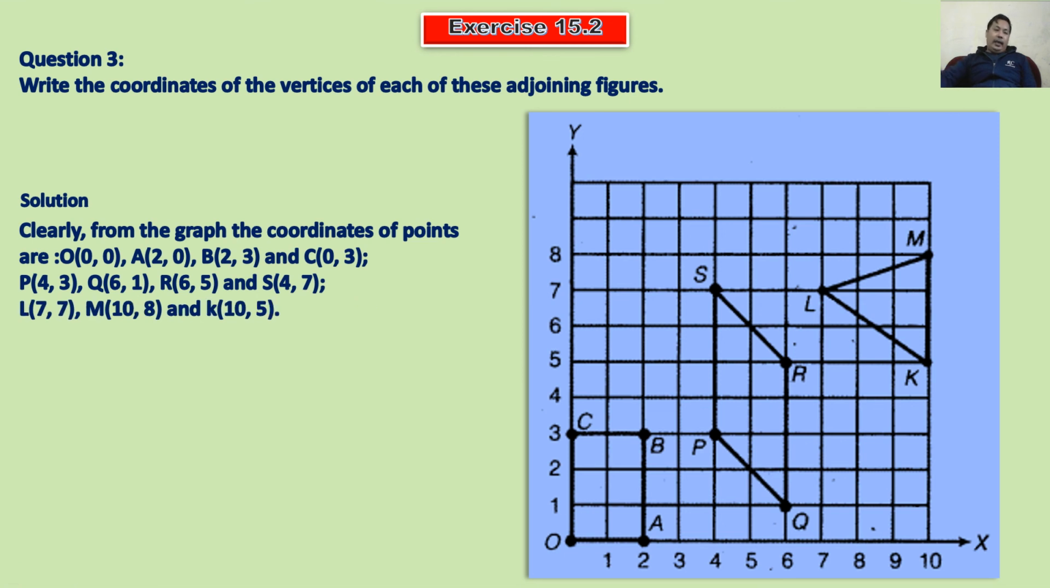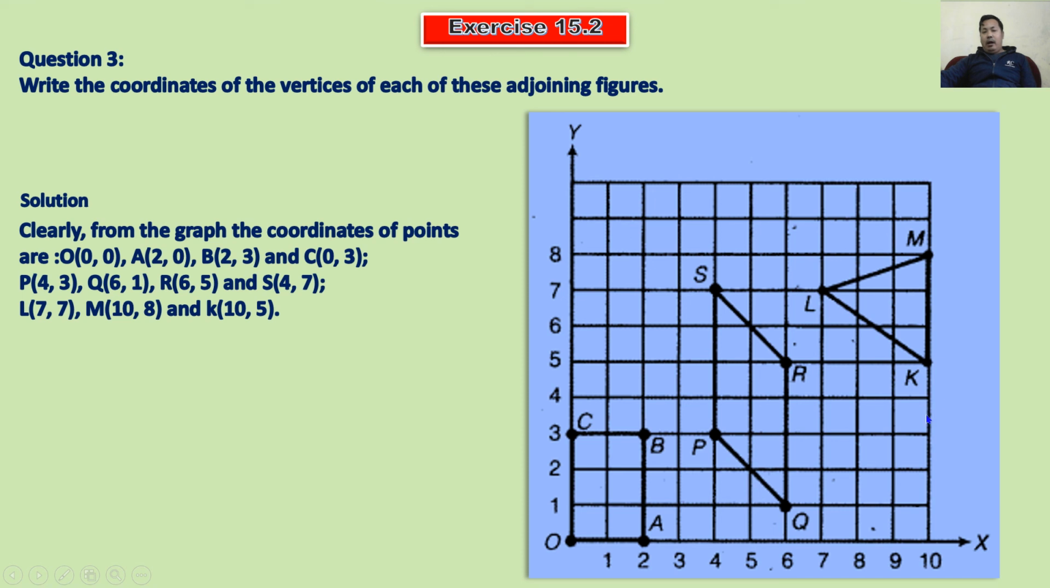Now in L, you can see that L, go to the x-axis, the value is 7 here, and go to the y-axis, then it meets at 7 here. That means the coordinate is 7 and 7. So here you can see 7 and 7 here. And M, if you go to the x, you will find 10 here, and if you go towards the y, you'll find 8 here. Then the coordinates given by this point M is 10, 8, 10, 8, you can see here.